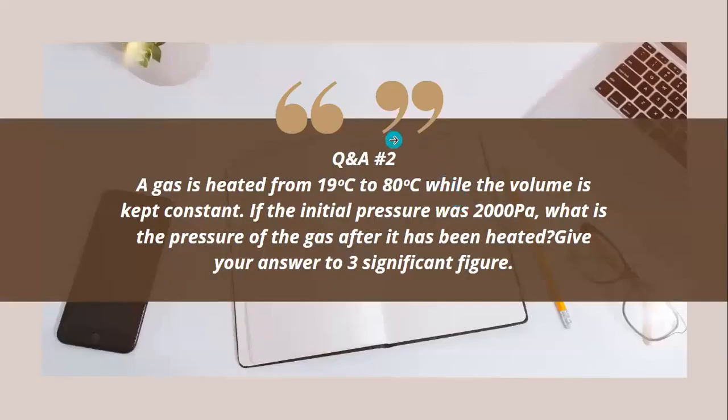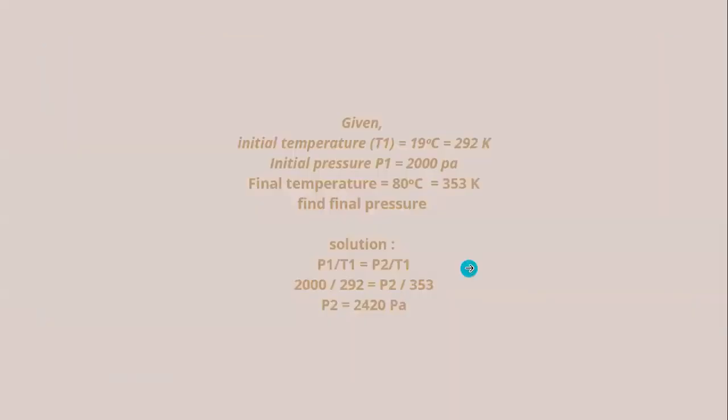This is the second example, question number 2. A gas is heated from 19 Celsius to 80 Celsius while the volume is kept constant. If the initial pressure was 2000 pascals, what is the pressure of the gas after it has been heated? Give your answer to 3 significant figures.